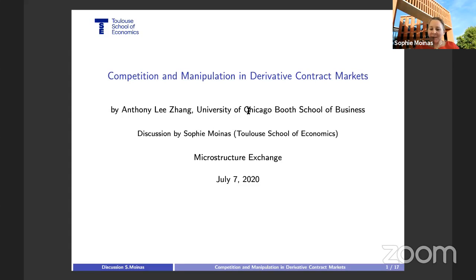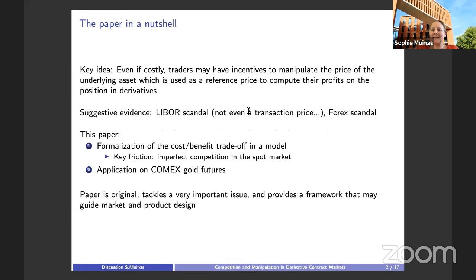Okay, so thanks a lot for this presentation. It was very clear. So what is the key idea of the paper in a nutshell? Even if it's costly, traders may have incentive to manipulate the price of the underlying asset, which is used as a reference price to compute their profit if they have a position in derivatives. Obviously, this is not new. We have heard of many scandals like the LIBOR scandal or the Forex scandal, to quote a few, in which some traders having position in derivatives had attempted to manipulate the price on the spot market.